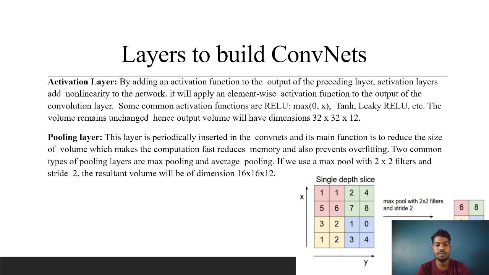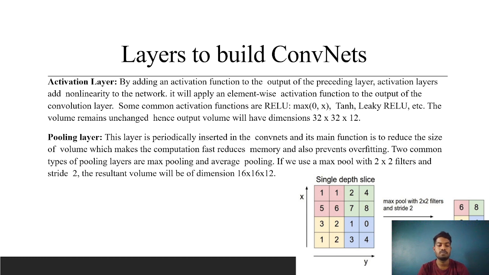Now let's know the layers to build ConvNets. Activation layer. By adding an activation function to the output of the preceding layer, activation layers add nonlinearity to the network. It will apply an element-wise activation function to the output of the convolution layer. Some common activation functions are ReLU, that is max of 0, x, tanh, leaky ReLU, etc. The volume remains unchanged, hence the output volume will have dimensions 32 x 32 x 12.